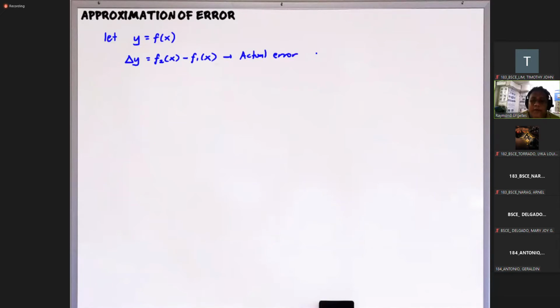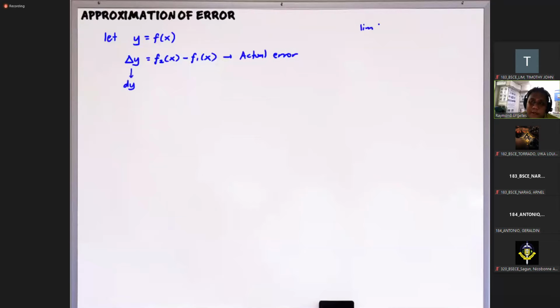Pero syempre, in most cases, especially kung complicated yung equation natin, hindi natin to kayang i-solve manually, or hindi natin siya masosolve ng basta-basta. Kaya kadalasan, pagdating sa mga complicated na equation, we estimate the error, or ina-approximate lang natin siya. To approximate them, we just make yung delta y natin very small. Yung delta y, i-approach natin siya kay dy. Again, as delta y approaches 0, it becomes dy, yung differential natin.